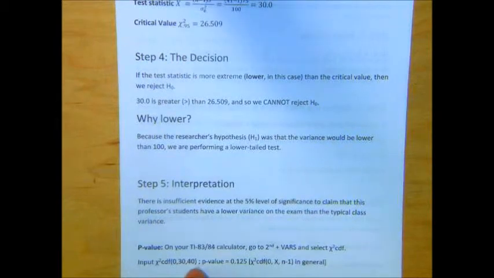Be careful not to pick the PDF, so pick the second option, CDF. For this particular test, to find the p-value, you would input 0, 30, and 40 separated by commas into the chi-squared CDF function, and you would get a p-value of about 0.125, or 12.5%.